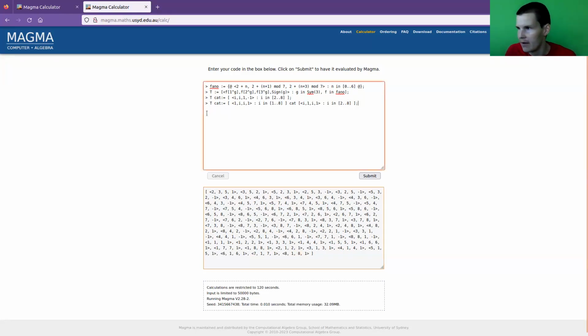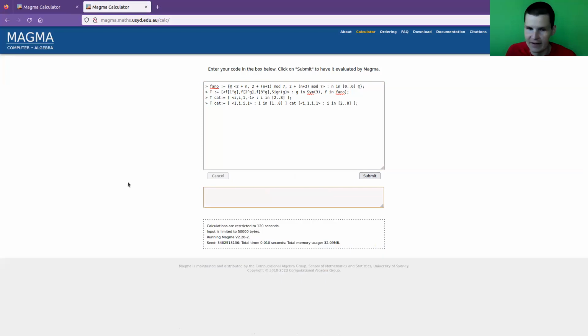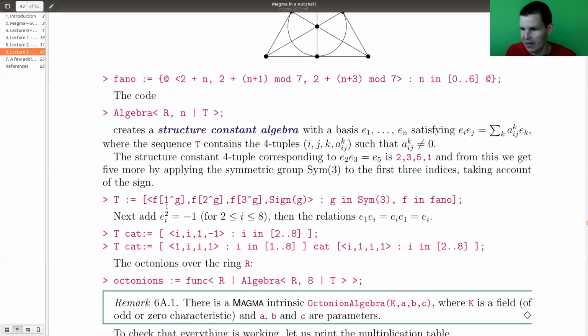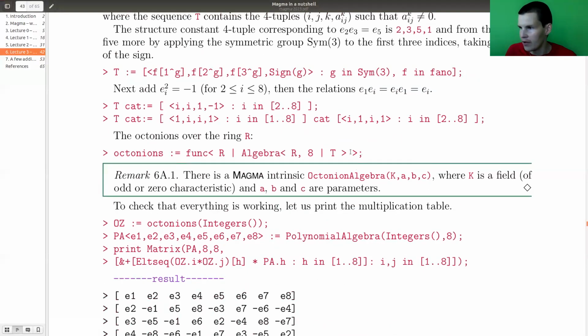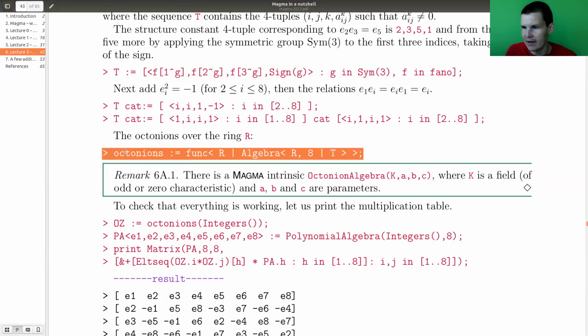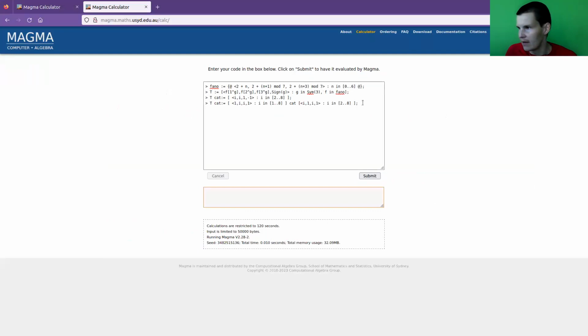Okay, fine. Nothing super exciting happening, just setting up the multiplication table. And then the octonions are defined as, well, I do it slightly differently than with the command here. So it's the algebra in an 8-dimensional space with our multiplication table over a ring, and then if you set it up as a function in the ring, I can give it a ring later.